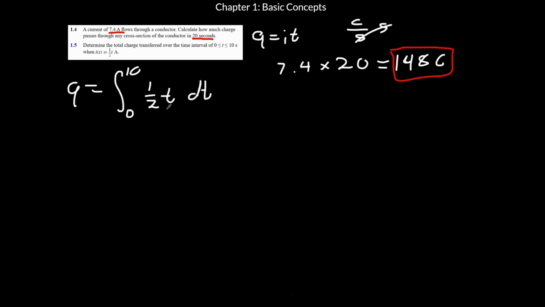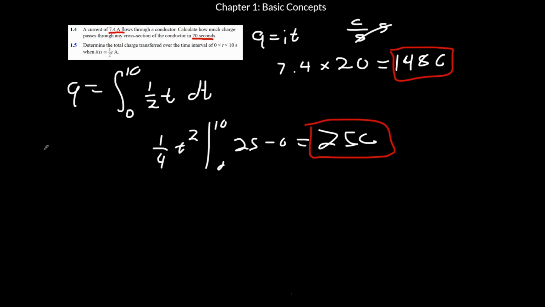Integration here should be pretty easy. We're going to have 1/4 t squared for the interval 0 to 10. If we do this out, what we see is 100 divided by 4, so it's 25, minus 0, and this is just going to be equal to 25 coulombs. So that's how fast some of these problems can be done. You just got to know your formulas and basically plug and chug from there.